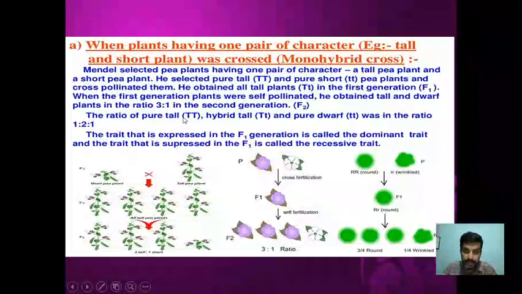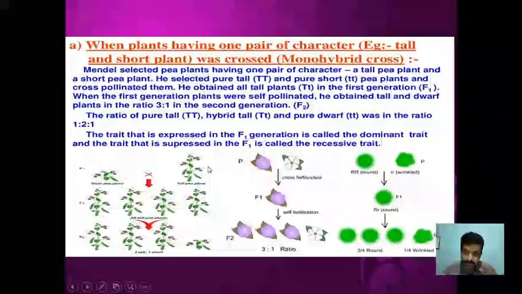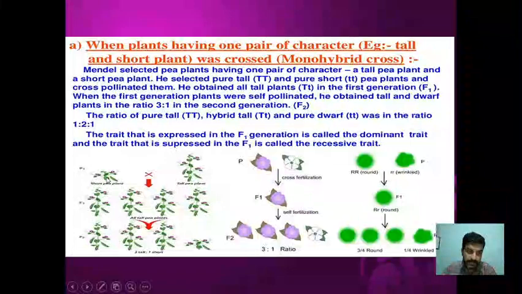These true breeding plants are homozygous in condition. When they are crossed, he got the result like this. A dwarf pea plant is crossed with a tall pea plant.